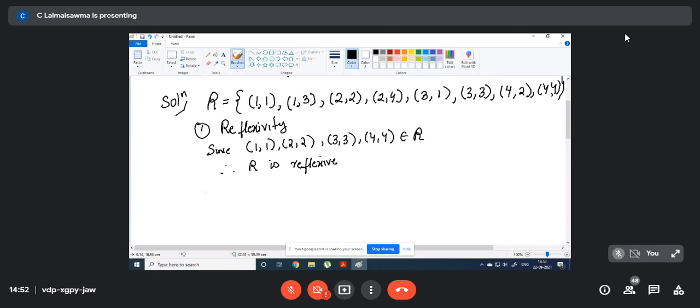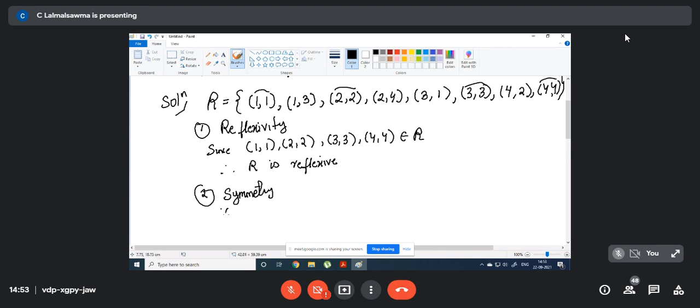Now, secondly, symmetry. So, to check symmetry, we have to find the following. We will not write 1 1 because it is clear that if we reverse this, it will still be 1 1, and 2 2 also. If we reverse this, it will also be 2 2, and 3 3 and 4 4. By symmetry, it is obvious that the reverse belongs to R.